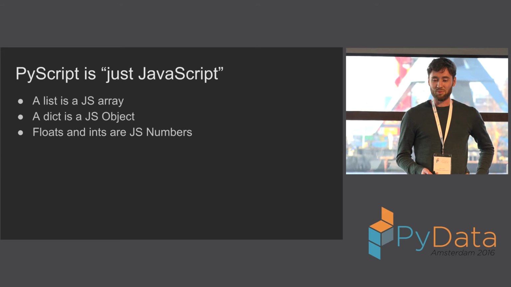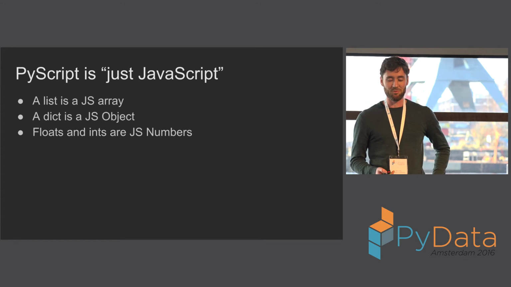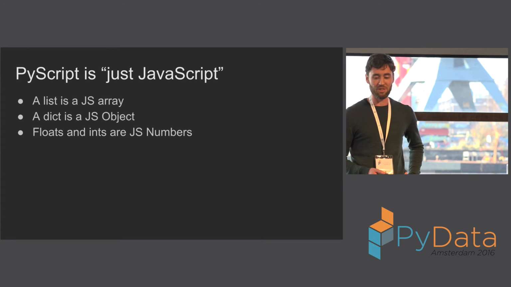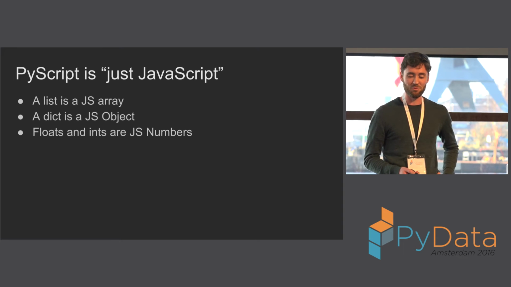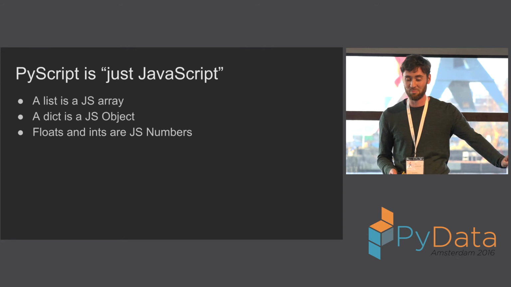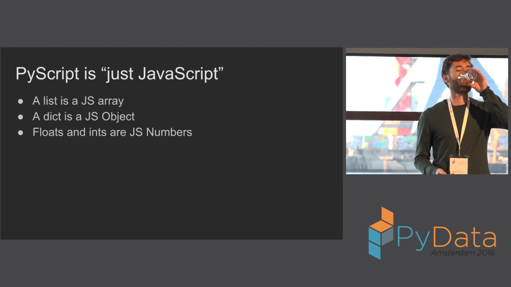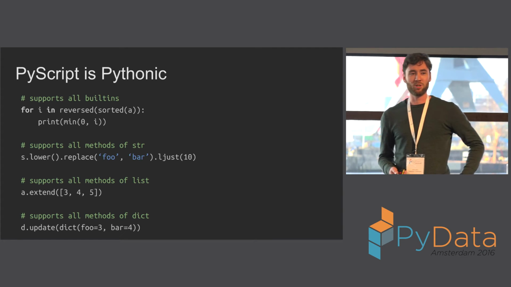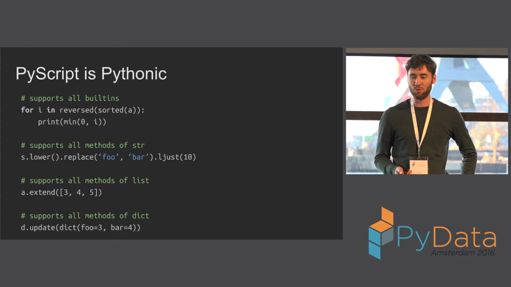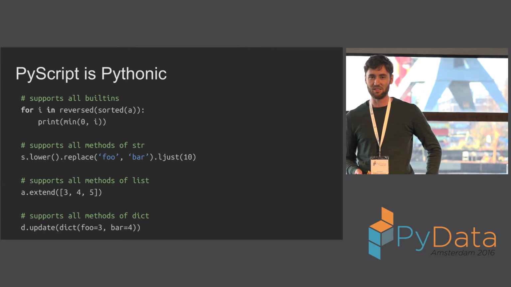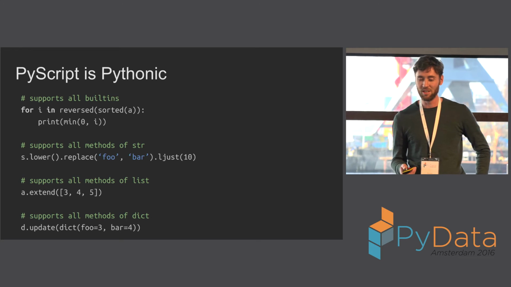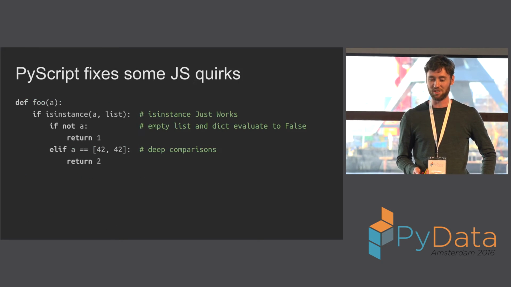Again, I already mentioned this to some extent. PyScript is just JavaScript, and you're really just writing JavaScript, but it looks like Python. So a list is really a JavaScript array, a dictionary is a JavaScript object, and floats and ints are just JavaScript numbers. And this is good in some ways because it makes things much faster. However, to make things more Pythonic, all the builtin functions of Python are supported, as well as all the methods of the list, string, and dict. So you can do all your string manipulation as you're used to. You can manipulate your lists and dictionaries as you're used to. So writing in PyScript looks a lot like Python.